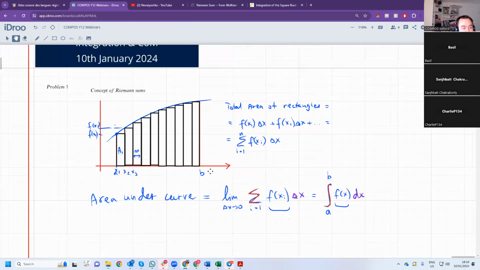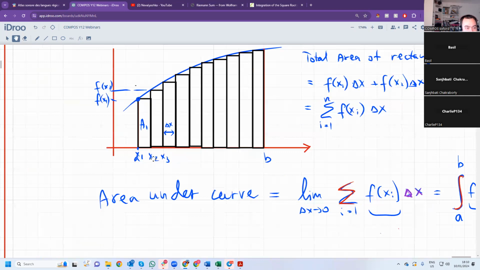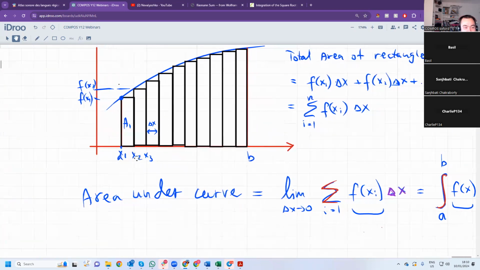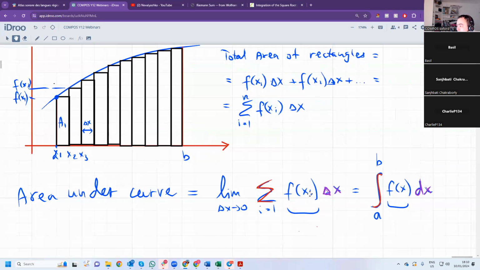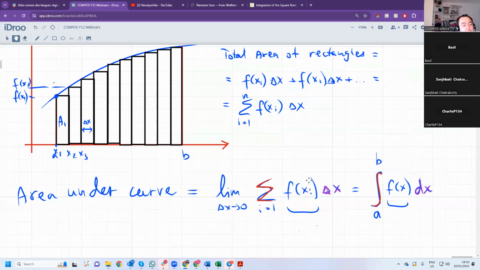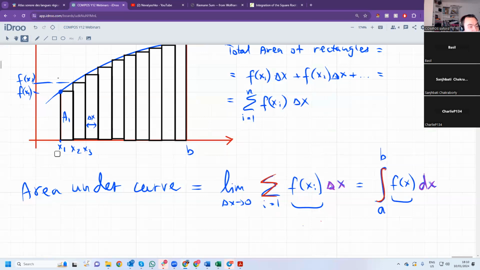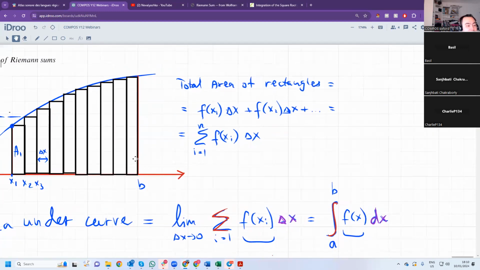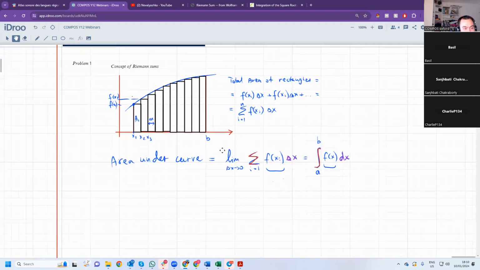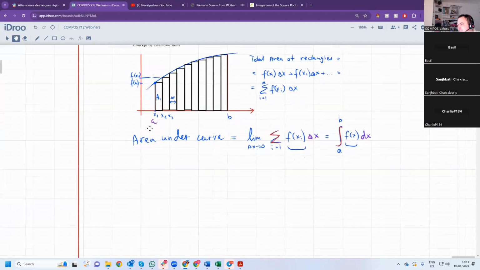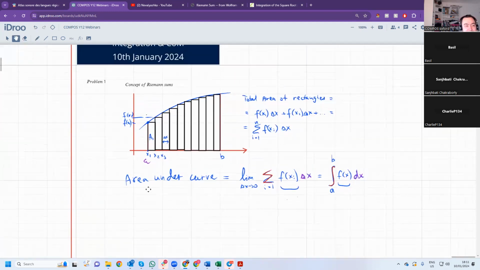Well, it's the order, because we go x1, x2, x3, etc. So that's why I said xi, the xith. X1 is a, yes. Okay. Yes, so x1 is a. Usually it's x0, but it doesn't really matter in this case.